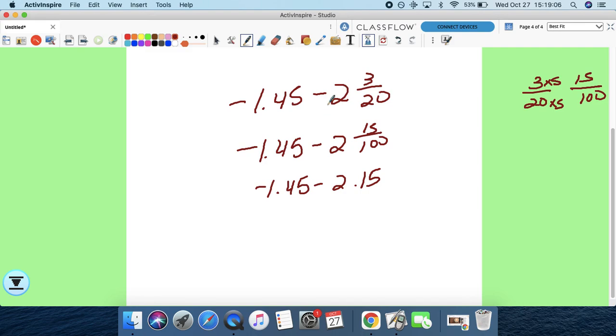Right? Now I'm ready to subtract. So we know that it's a negative, if you change that to an addition problem, plus another negative. Right? And we're just going further left on the number line, and that's going to give us negative 3.60, I believe. Okay, and that's it.